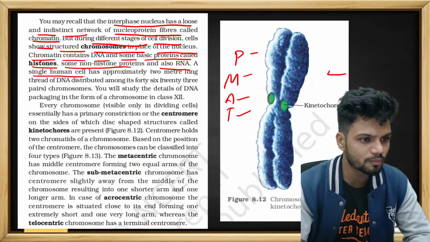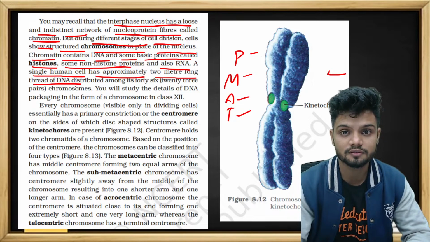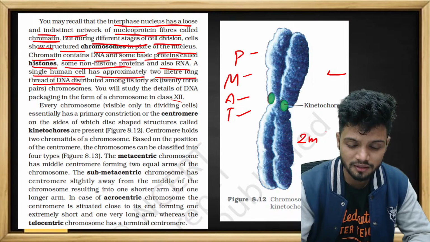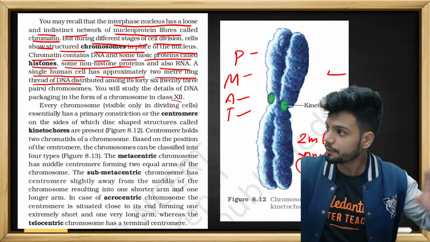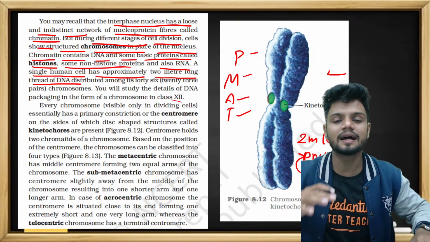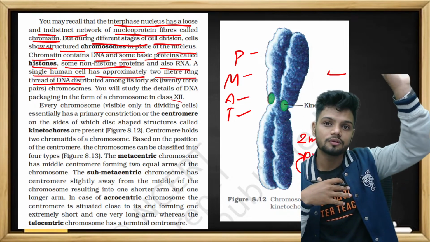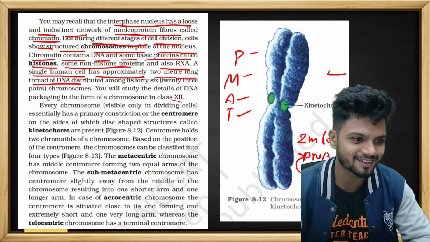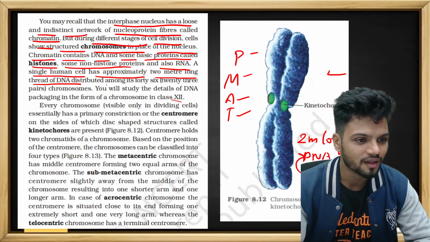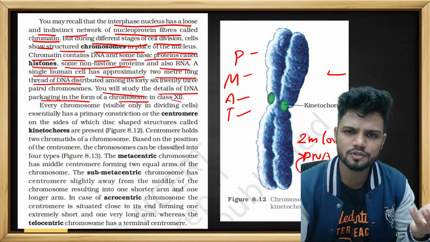A single human cell has approximately 2 meter long thread of DNA. 2 meter long DNA inside one cell. And they said that if you remove all the DNA from a particular human, you can make a ladder to the moon. That much DNA is present in your body. Appreciate that. You will study the details of DNA packaging in class 12, molecular basis of inheritance.